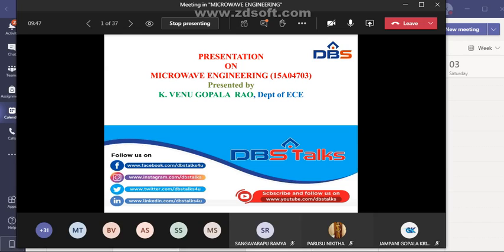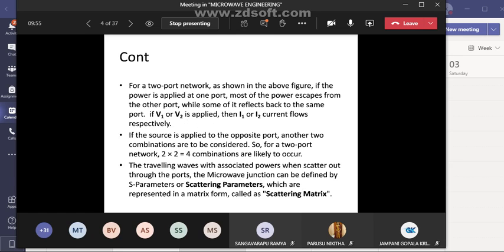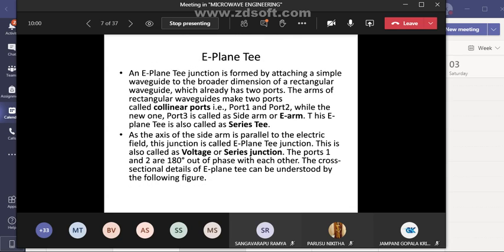In the last session we discussed H plane T, E plane T and magic T. So what is H plane T? What is E plane T and what is the magic T?